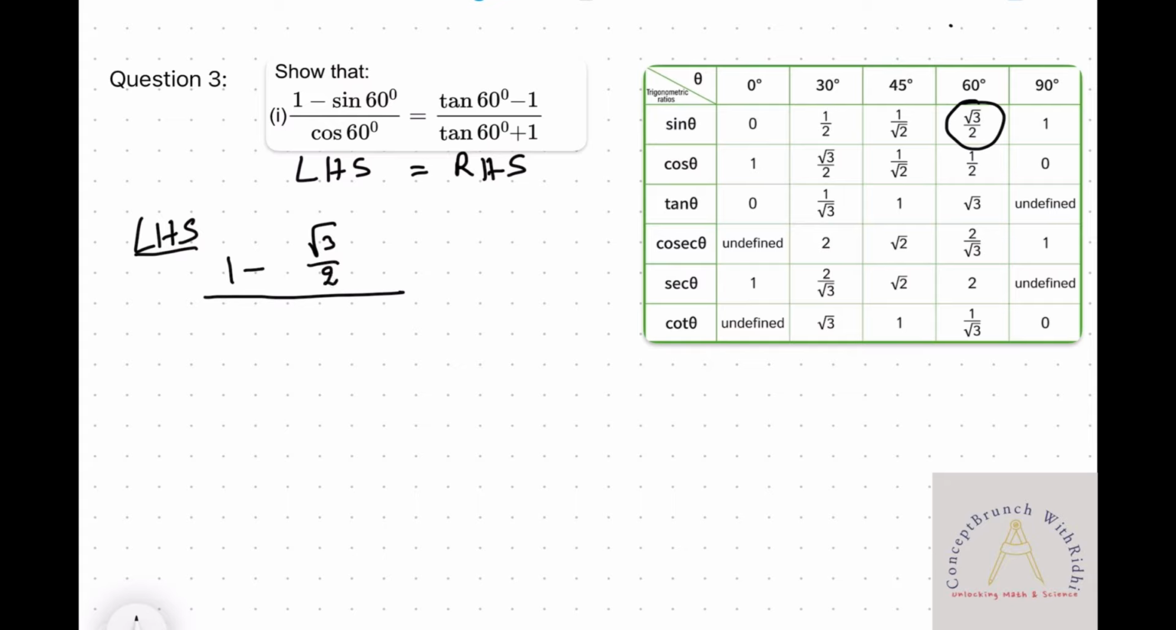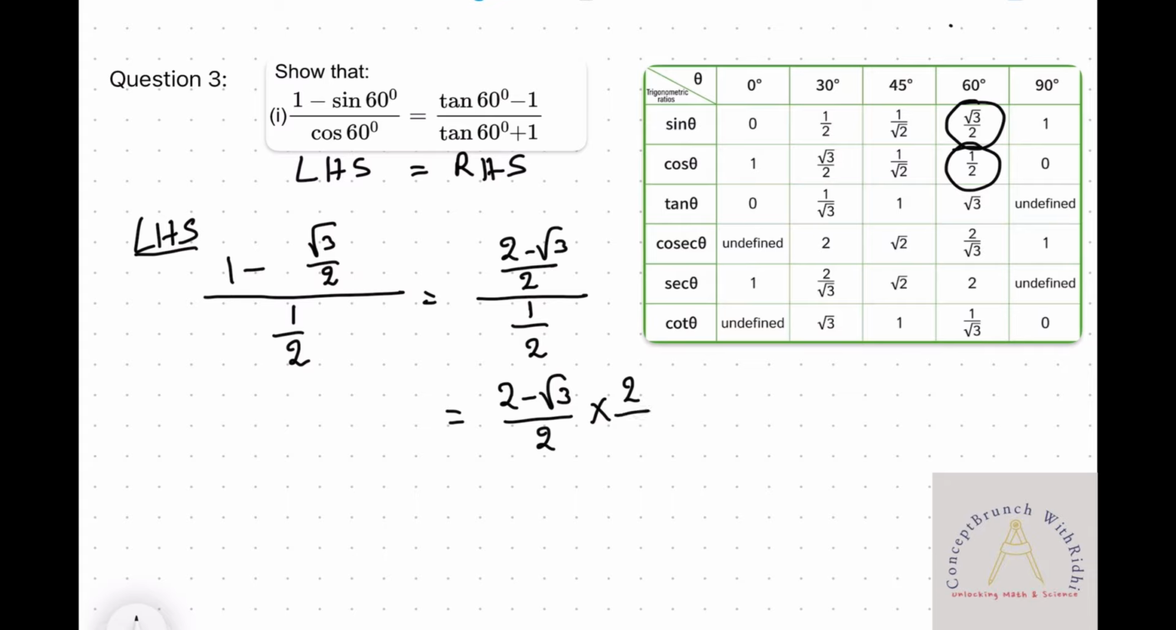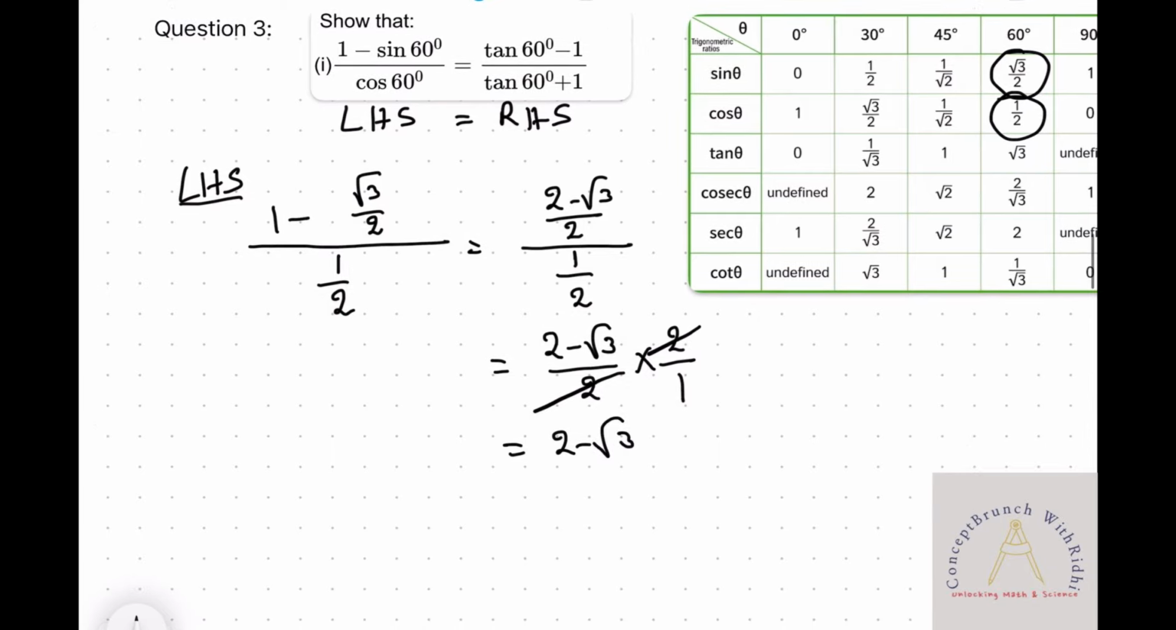Solve it now. Over here, if we take 2 as LCM, it will be (2 minus root 3) divided by 1 by 2. So we can write it as (2 minus root 3) divided by 2 times 2 divided by 1, correct? 2 we can cancel out. So it is 2 minus root 3, right? Next, solve the RHS.